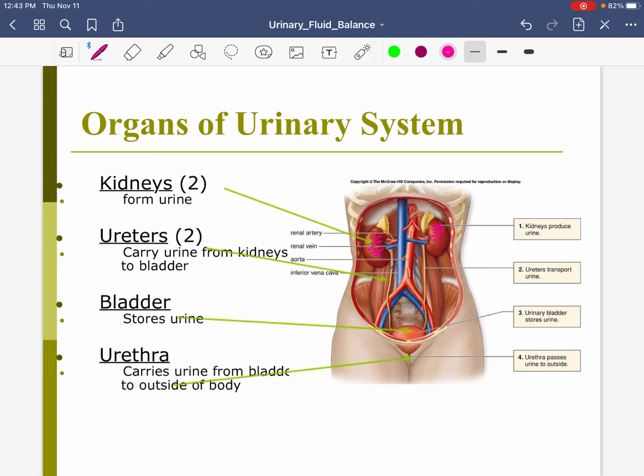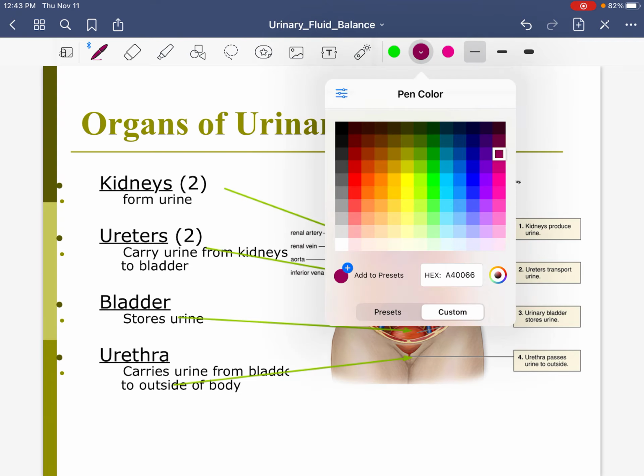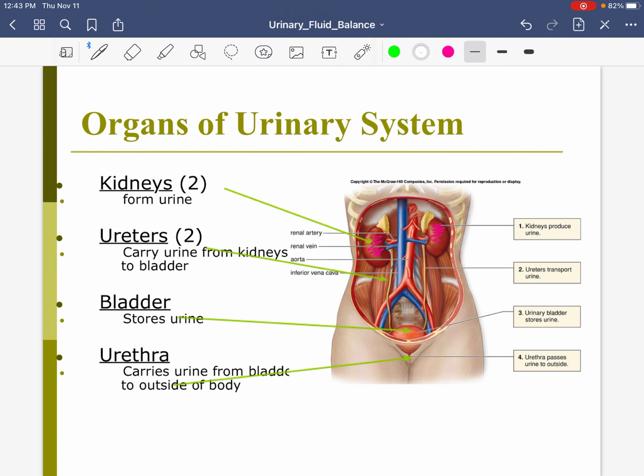The urinary system is composed of these organs. Everyone knows the kidneys. They're kind of the stars of the show, I suppose. We have two kidneys. You can see the one on the left side is a little bit higher than the one on the right. We have ureters.